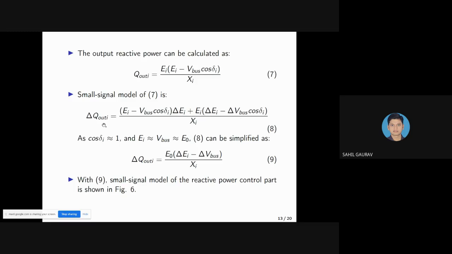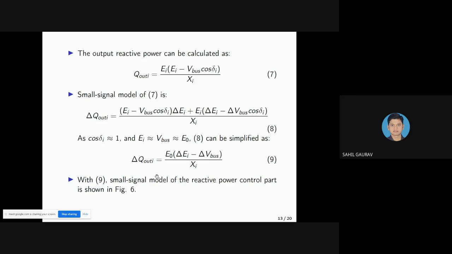As we know that this phase angle is very small, we can write cos delta i is approximately equal to 1. We can also approximate Ei as V bus, or take it as a reference value E naught. Taking a constant value E naught, it can be simplified in equation number 8 like this: delta Q out i equals E naught times (delta Ei minus delta V bus). With equation 9, a small signal model of the reactive power control part is shown in figure number 6.